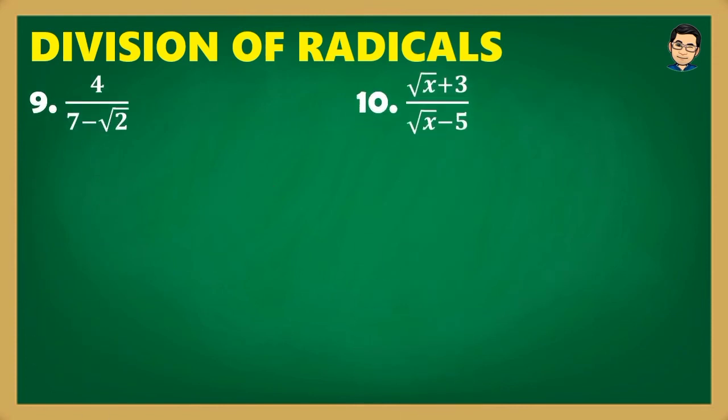So, for number 9, we have 4 over 7 minus square root of 2. So, ang gagawin po natin dito para ma-eliminate po yung denominator na 7 minus square root of 2, kailangan po nating i-multiply yung kanyang conjugate. Okay, so ibig sabihin ng conjugate na yan is magmumultiply tayo ng same term, magkaiba lang po ng operation. So, imbes na 7 minus square root of 2 ang ating i-multiply to both numerator and denominator, we will multiply 7 plus square root of 2.